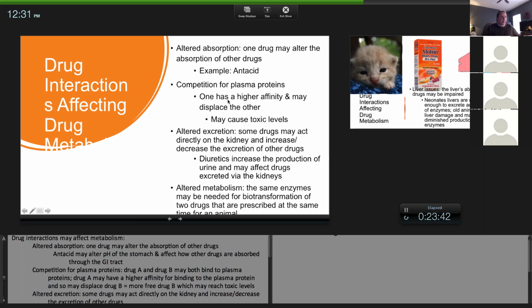Now, competition for proteins, sometimes one has a high affinity and displaces the other. So if you give two drugs together and one binds to protein stronger, and then the other one's like, wait, I need to bind to it too. And the other one's like, well, I'm already here. If you think of it that way, if they're competing for binding and you give two protein bound drugs, well, if one binds, then that other one becomes free drug, right? If they both can't bind at the same time. So the other thing you worry about is, would you cause a toxic level of the other drug because they compete? So that's the other thing.